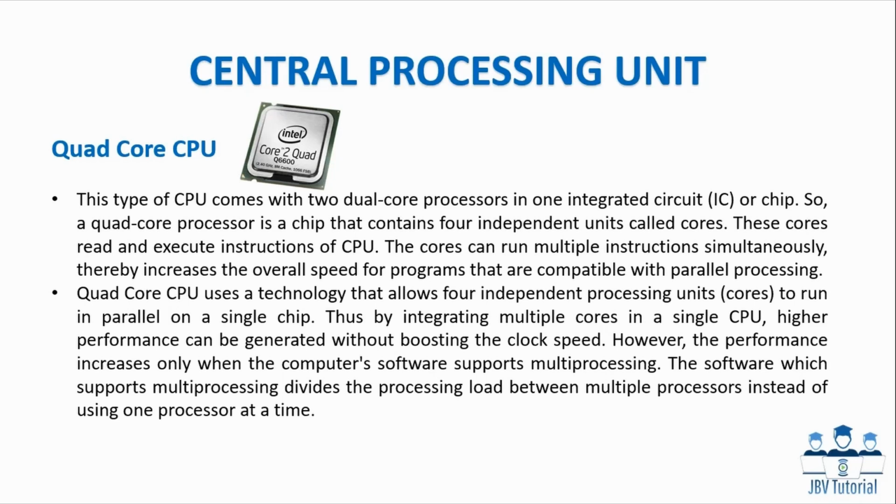The cores can run multiple instructions simultaneously, thereby increasing the overall speed for programs that are compatible with parallel processing. Quad-core CPU uses a technology that allows four independent processing units, cores, to run in parallel on a single chip. Thus, by integrating multiple cores in a single CPU, higher performance can be generated without boosting the clock speed. However, the performance increases only when the computer's software supports multiprocessing. The software which supports multiprocessing divides the processing load between multiple processors, instead of using one processor at a time.